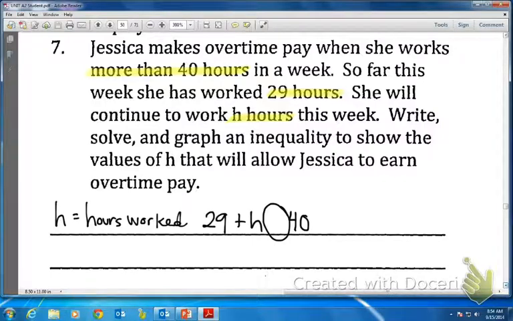So let me think about this. 29 hours plus H blank 40 hours. And we want it to be more than 40 hours because we want her to be earning overtime pay. So how would I represent more than 40 hours? Well, I'd probably say that it has to be greater than 40 hours. Now, it can't be equal to 40 hours because at 40 hours she doesn't earn overtime pay. So it has to be greater than 40 hours.